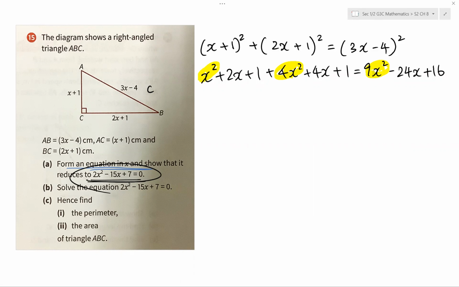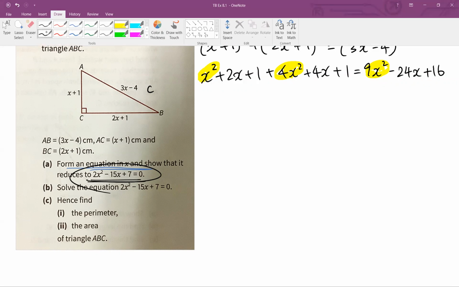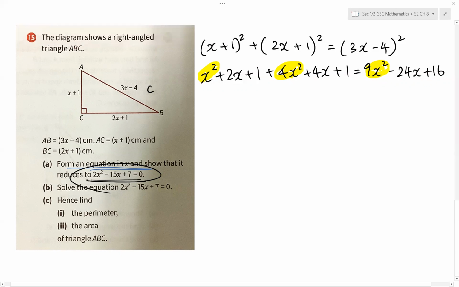In common terms, I want to move everything from the left side to the right side so that I get positive x squared. Of course, you can keep it the other way around and put everything on the left hand side. You will still get the same answer. So let's start with the x squared terms. Subtract 5x squared on both sides. I will end up with 9x squared minus 5x squared.